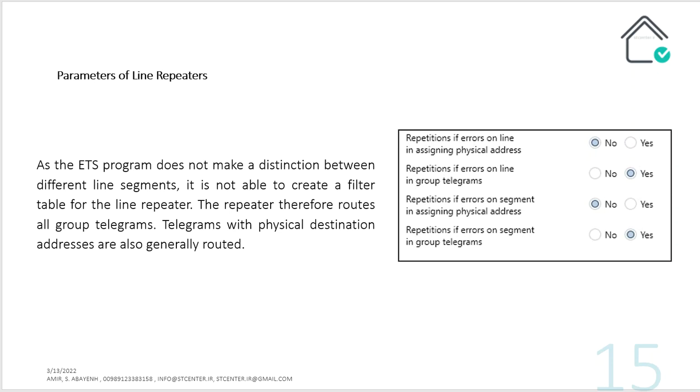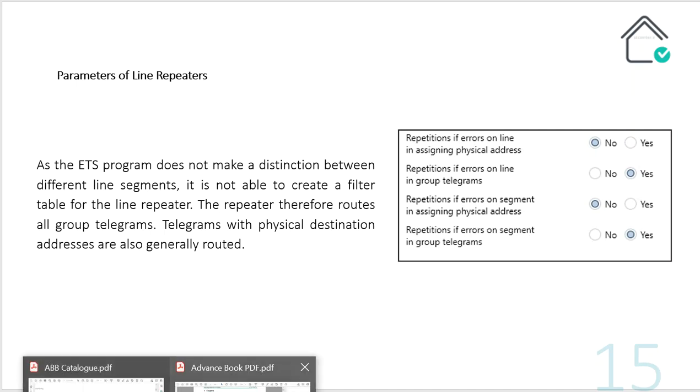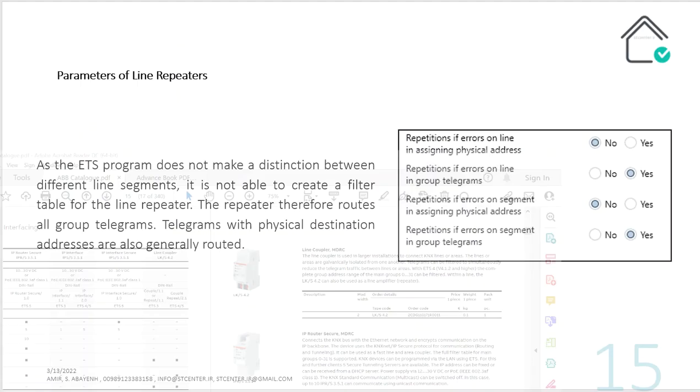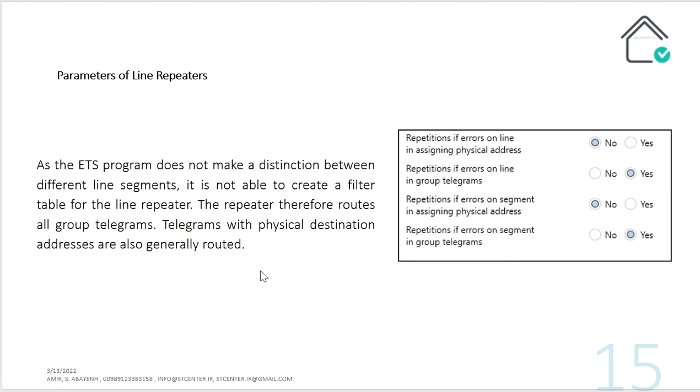Notice that the line repeater is with the same hardware of line coupler and backbone couplers. Okay, so this line coupler can be used as a repeater. But the physical address is changed and the application program or setting the parameter. But what parameter setting do we use? You can see in the picture. The repetition of errors on the main line in assigning physical address is no. Repetition of errors on the main in group telegrams, yes. Repetition of errors on a segment in assigning physical address, no. Repetition of errors on a segment in group telegrams, yes.